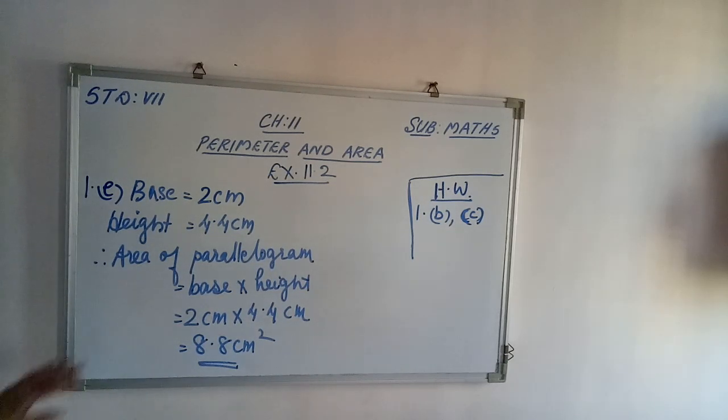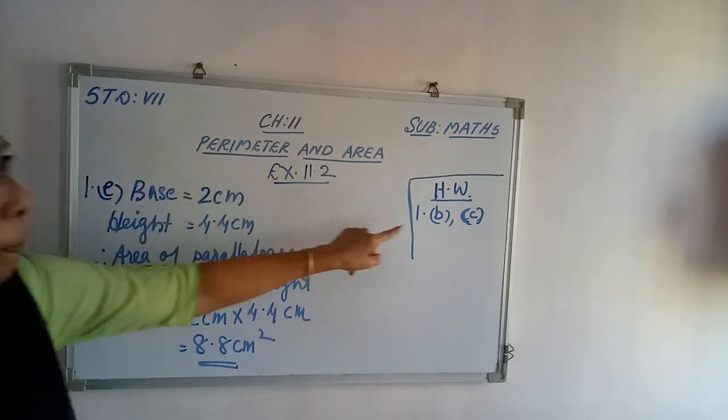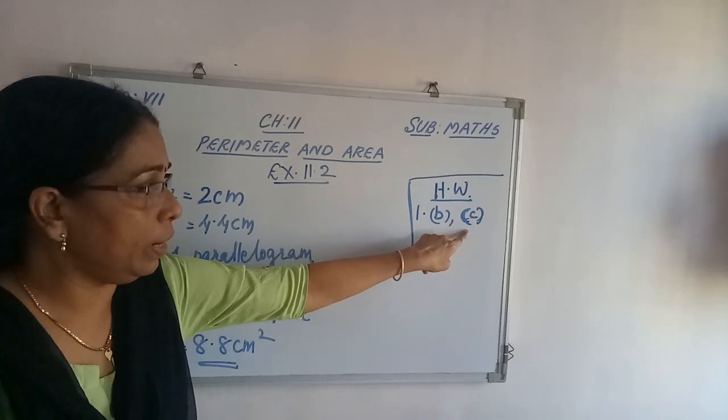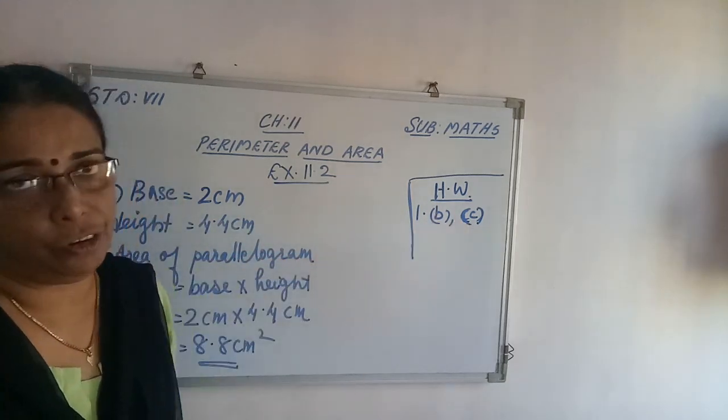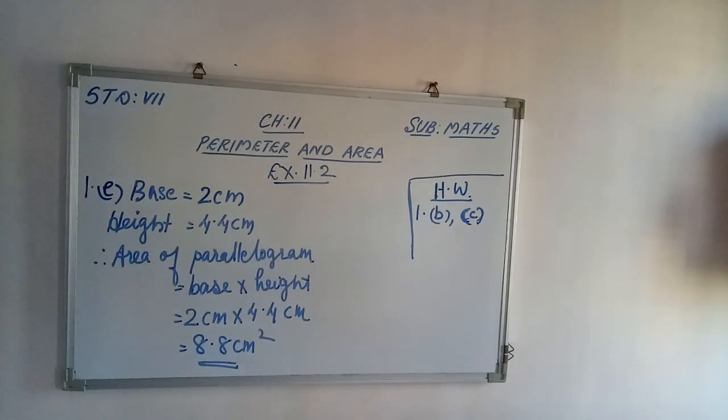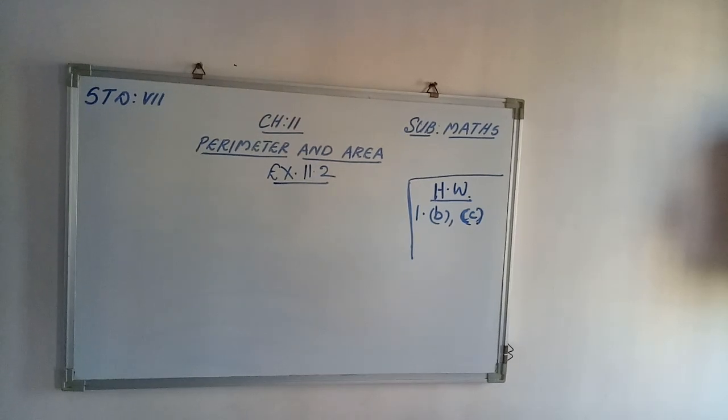Is that clear? There are total 5 sub-questions in question 1. Remaining A, D and E I solved here. Similar type B and C you can try. Now question 2. Find the area of each of the following triangles. Triangle given. You know how to find out area of triangle? Half into base into height. So here base. First question.